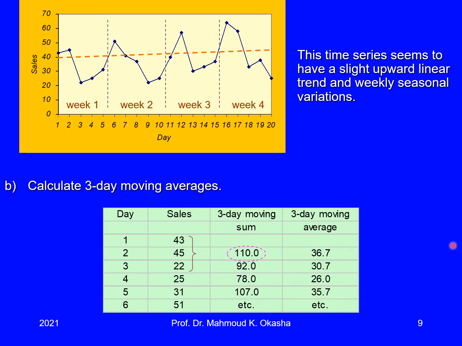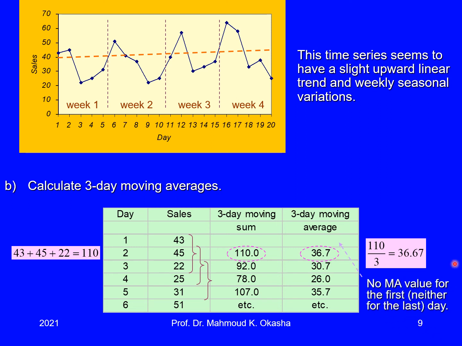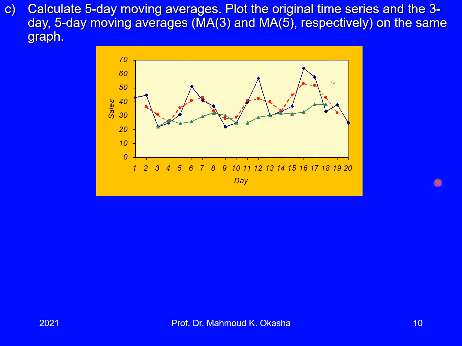We can calculate also the 5-point moving average. As we described, this is the sum 110 over 3. Right, so there are no moving average values here. We can calculate also the 5-day moving average. It is the same, but instead of having 3 points and calculating the average of 3 points, we calculate the average of 5 points.